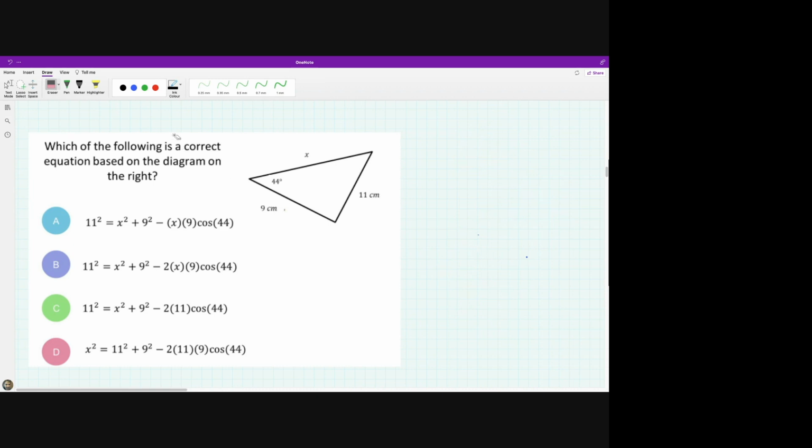Let's have a look at this. Now, what's sneaky about this is that if we want to use the cos rule, we probably have to use these two sides and the included angle between them.